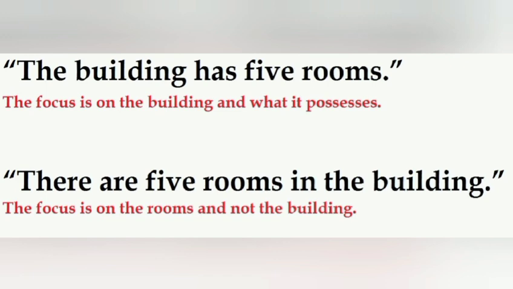Explain to your students that the difference in usage depends on where you want the focus of your sentence to be. For example, if you say, the building has 5 rooms, the focus is on the building and what it possesses. If you say, there are 5 rooms in the building, the focus is on the rooms and not the building.